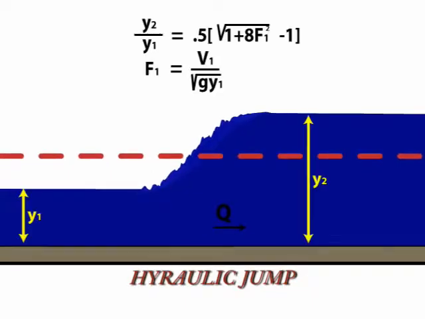It is of interest in engineering to know the ratio of flow depth across the hydraulic jump. This ratio can be computed by momentum conservation across the jump, as shown in the equation. We are now ready to go into the laboratory and create hydraulic jumps using a hydraulic flume.